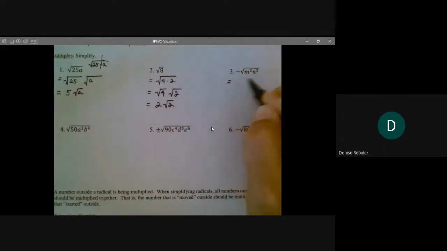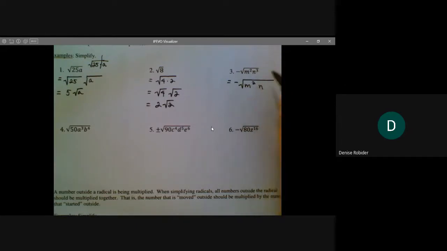Another example. My negative comes along. I'm going to split this up. M squared is a square. It's good. Now let's look at n cubed. N cubed is not a square because it has an odd exponent.